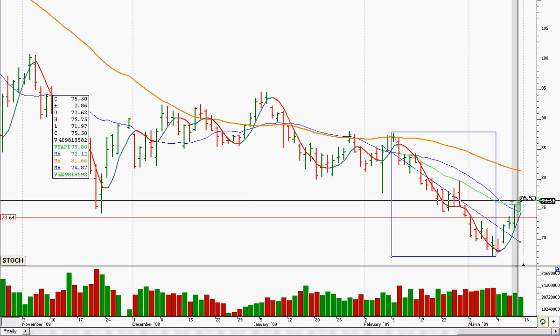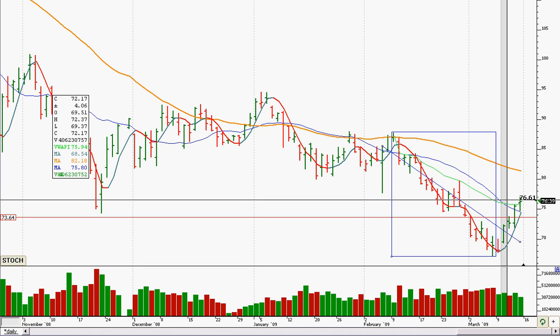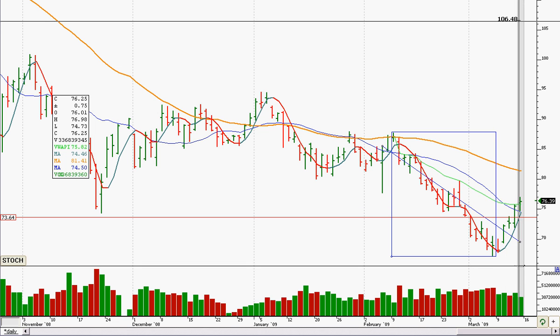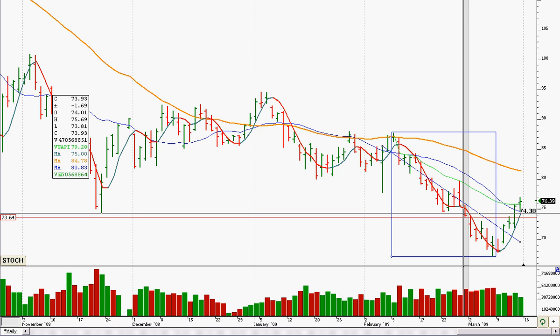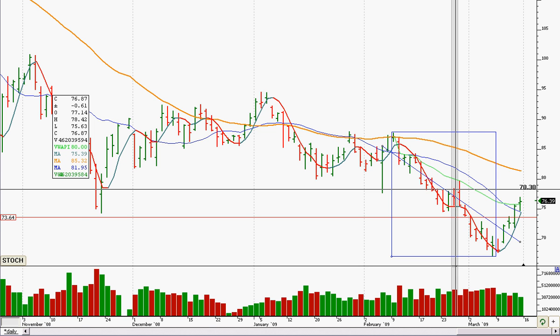But here's the thing: we're not in this yet, and I'm not saying that this can't just take off and keep going. It could, but this is just not how we play this. This is a value area play. We are inside the low value area.